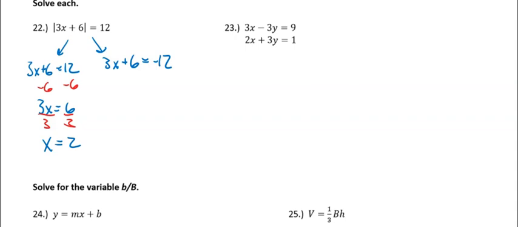And now I have to solve the other one. I subtract the 6 from each side. That gives me 3x equals negative 18. I divide each side by the 3, and I get x equals negative 6. And those are my two answers.